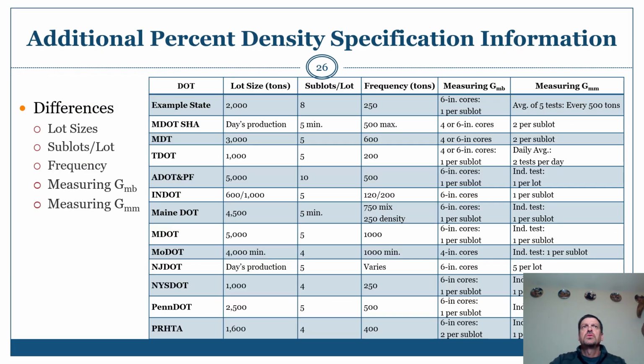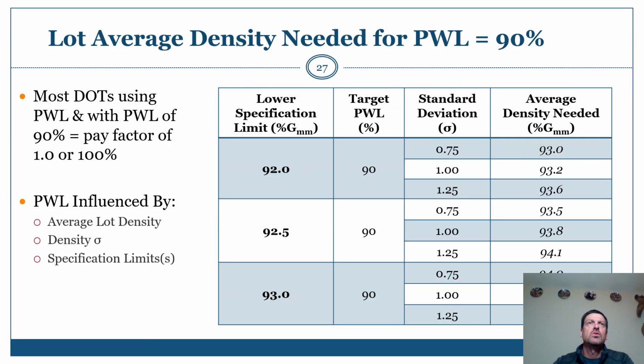This slide shows, again, the fact that there were lots of different specifications. So there were different lot sizes, sublots per lot, the frequency of tests within a sublot, and the way that bulk and theoretical maximum specific gravities differed among states. Again, the point here is to let you know that information is all in the tech brief. So if you want to look at the details, you can find it there.